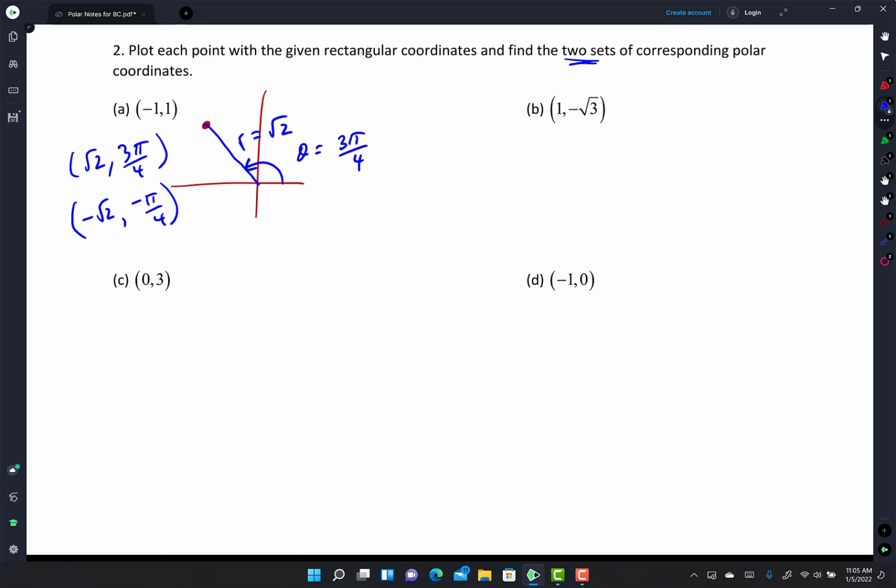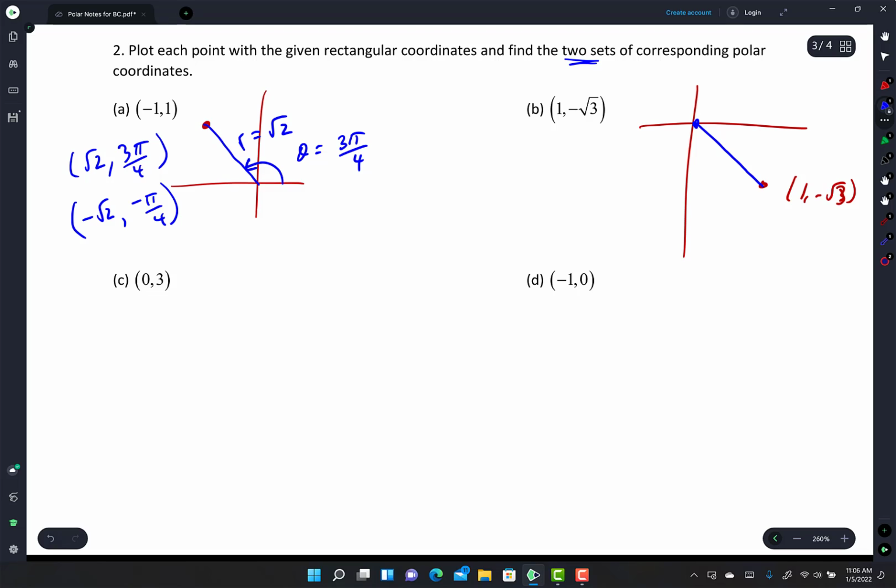All right, here we go. This one, 1, negative square root of 3. What quadrant is that? 4. So I'm going to exaggerate quadrant 4. How are you going to calculate r? Simple. Quadratic formula. 1 squared is 1. Square root of 3 squared. The reason I'm not saying negative is because it doesn't matter, because I'm squaring it. Don't I just have a right triangle there?